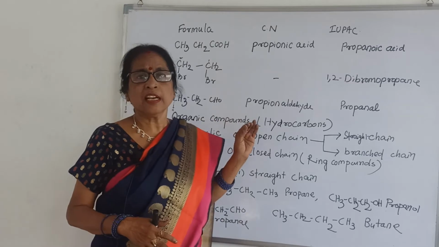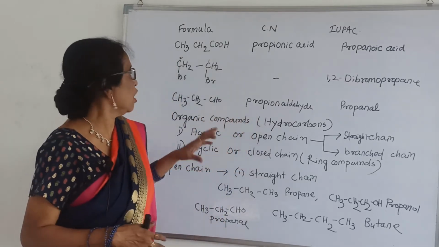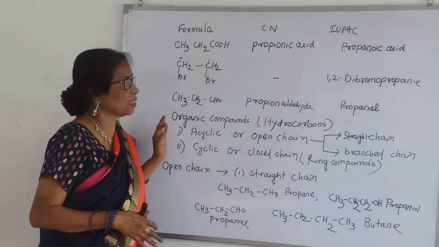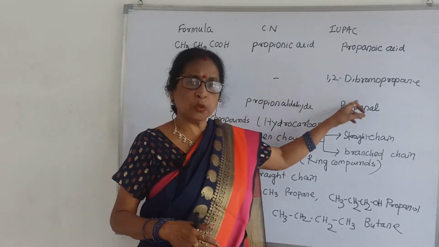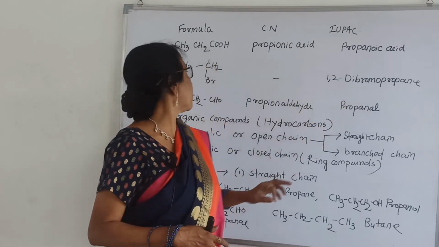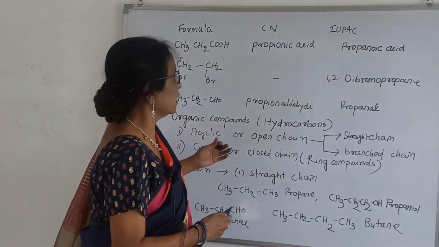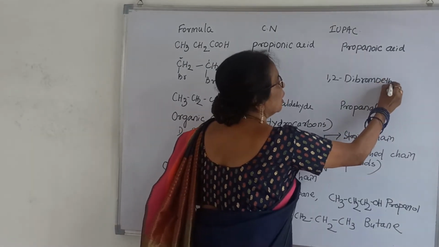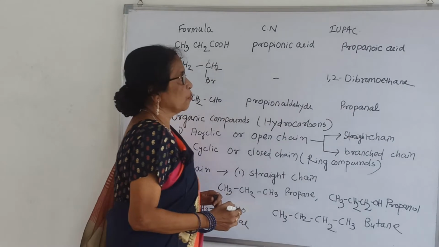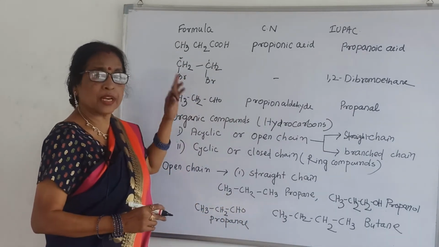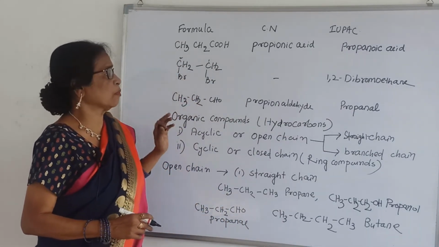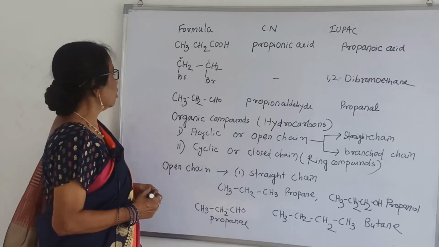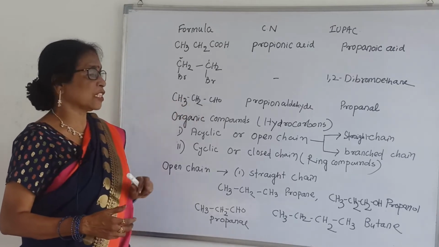Actually here the compound itself is ethane, but at 1 position bromine, 2 position bromine instead of hydrogen. So the name is 1,2-dibromopropane. Sorry, not propane, it is ethane, 1,2-dibromoethane. Why? Because there are 2 carbon. If 3 carbon, then propane. But here 2 carbon, so it is 1,2-dibromoethane. Then come to CH3, CH2, CHO.